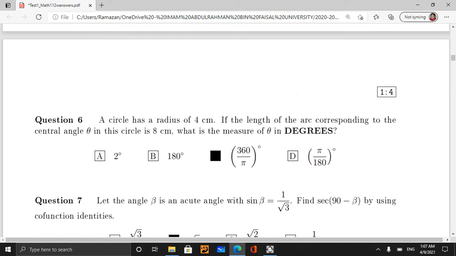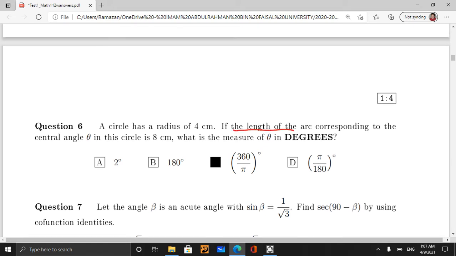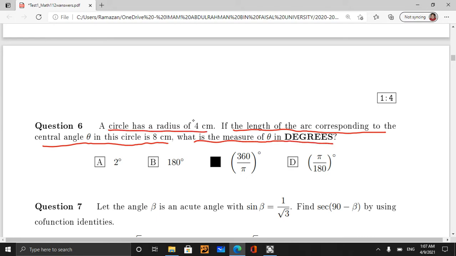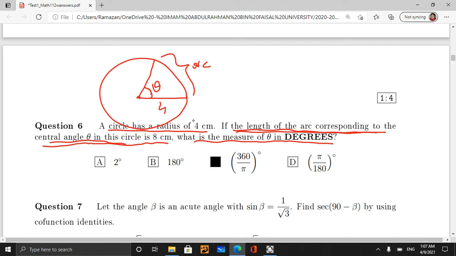Now, a circle has a radius of 4 centimeters, and if the length of the arc corresponding to the central angle theta in the circle is 8 centimeters, what is the measure of theta in degrees? So, a circle has a radius 4. Okay, we have a circle, let's say the radius is 4. And if the length of the arc corresponding to central angle theta, let's say this is theta, and the arc here corresponding to theta is this arc. So this arc length is equal to 8 centimeters, and this is 4 centimeters, the radius. Now it says, what is theta in degrees?